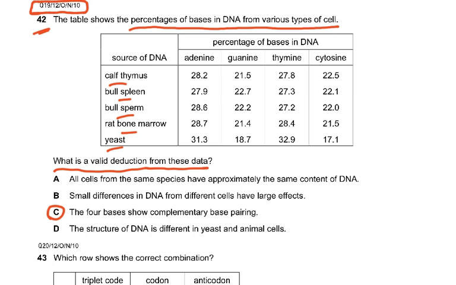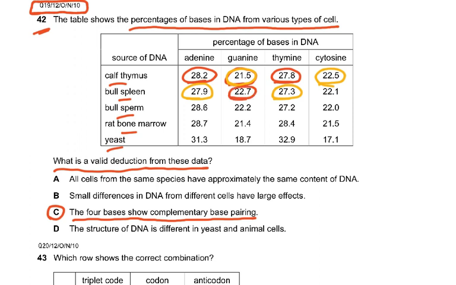The four bases show complementary base pairing. Well, does it show me that? 28.2 adenine, 27.8 nearly the same as thymine, 21.5 guanine, so 21.5, 22.5 cytosine. Does it show some sort of a correlation? Yes. 27.9 adenine, 27.3 thymine, then 22.7 guanine, then 22.1 cytosine. So that's the only thing.